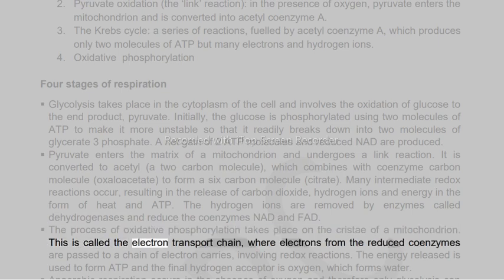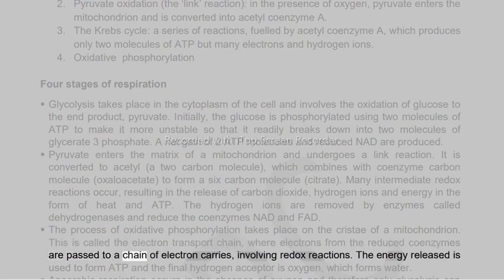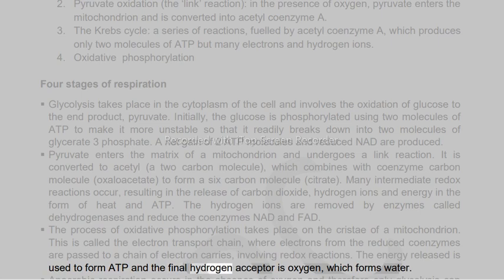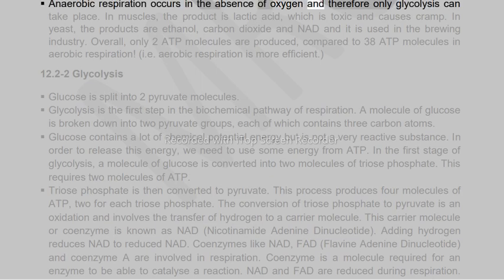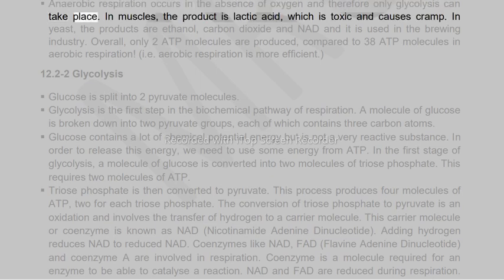This is called the electron transport chain, where electrons from the reduced coenzymes pass to a chain of electron carriers involving redox reactions. The energy released is used to form ATP and the final hydrogen acceptor is oxygen, which forms water.